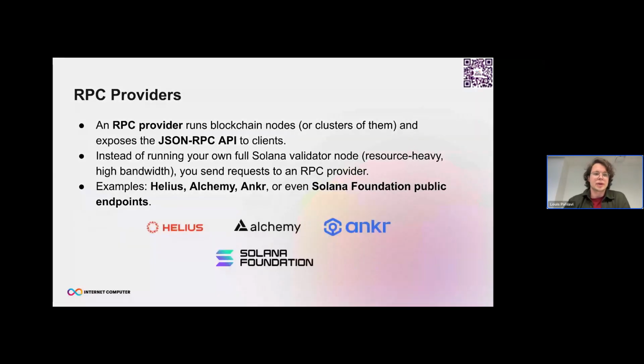So RPC providers are just as important. These are entities, usually companies, that run blockchain nodes or clusters of nodes and expose this JSON-RPC API to clients. The reason for this to exist is that instead of running your own full Solana validator node, which is complicated, you can use the services of an RPC provider to make your JSON-RPC request to them, and you trust that their response is accurate. So they do the direct interaction by running their own node.